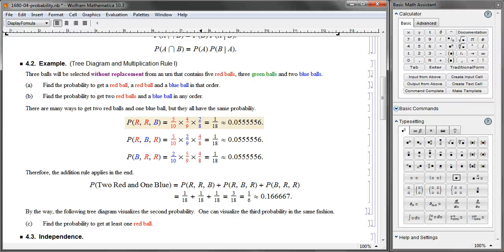Here's the first one: 5/10, 4/9, 2/8. And the next one: 5/10, that's the first draw. And the second draw, well, there are a total of 9 balls to choose from, and there are a total of 2 balls to be selected, so we have 2/9. And for the third one, there are only 8 balls to choose from, and there are 4 red balls left.